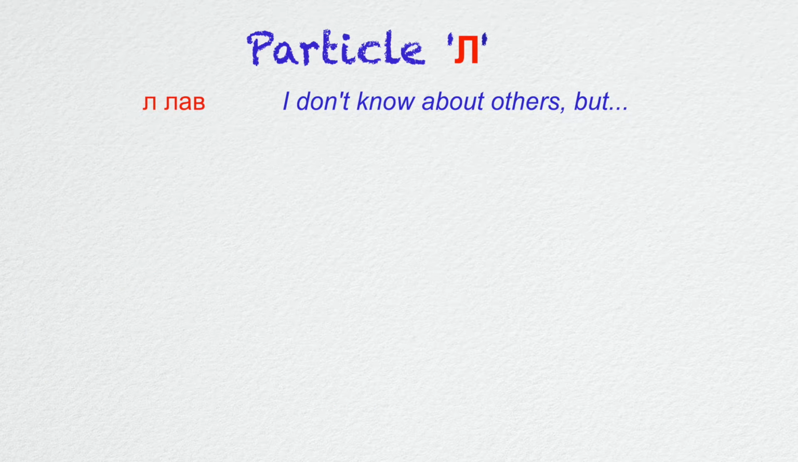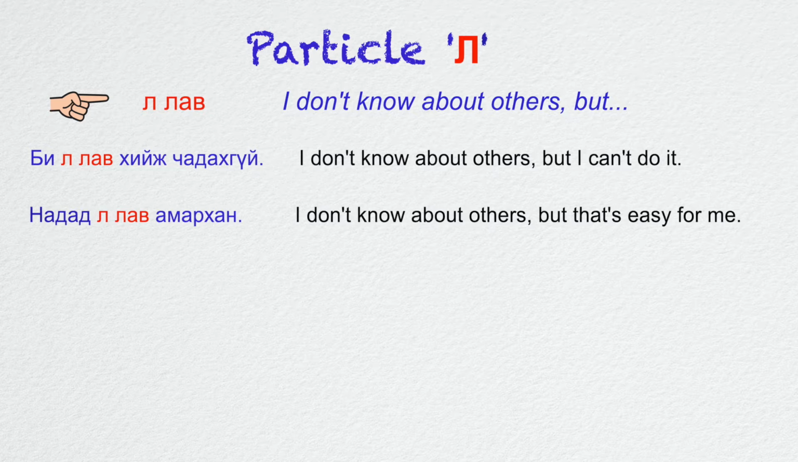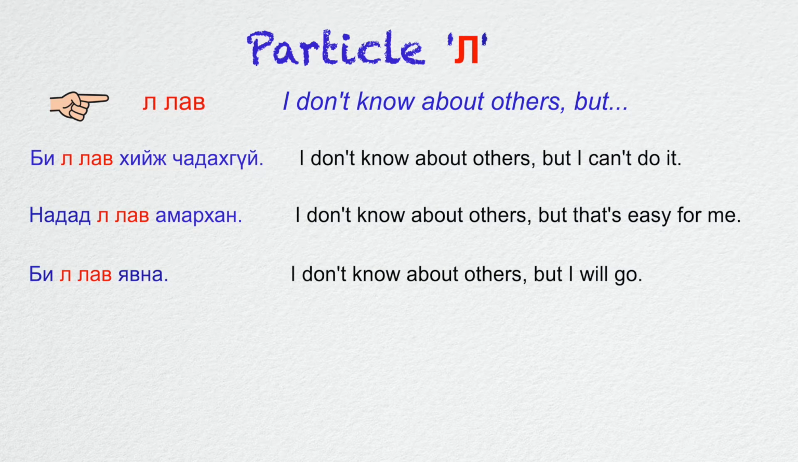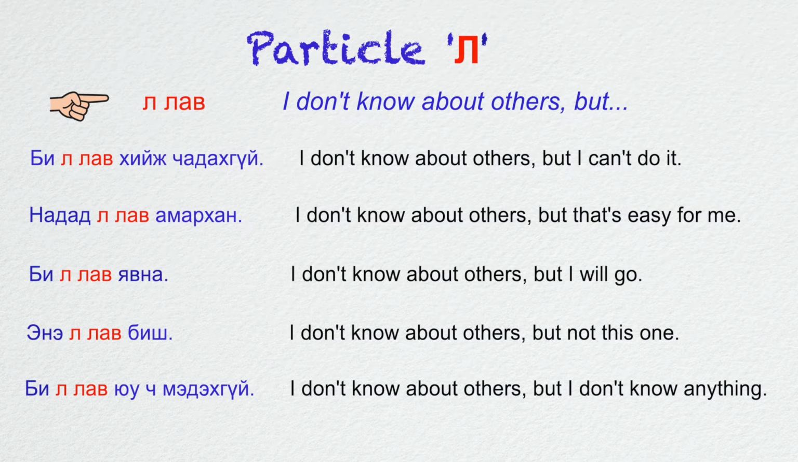Next one is il with the meaning of "only, just". For example, би л хийж чадахгүй. Надад л амархан. Би л явна. Энэ л биш. Би л юу ч мэдэхгүй.